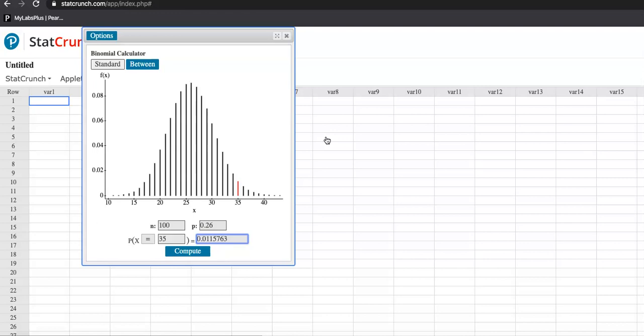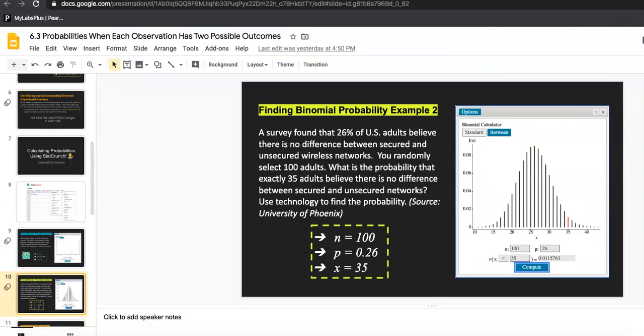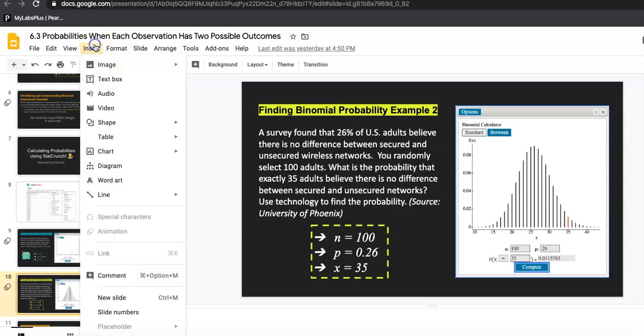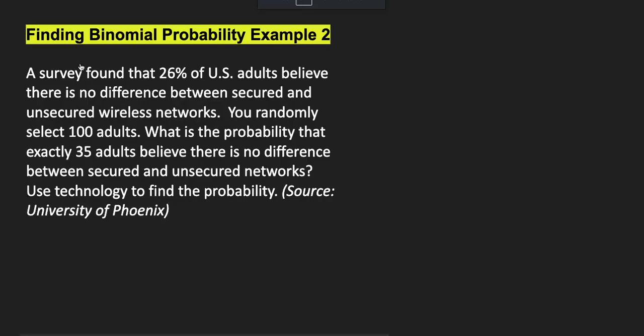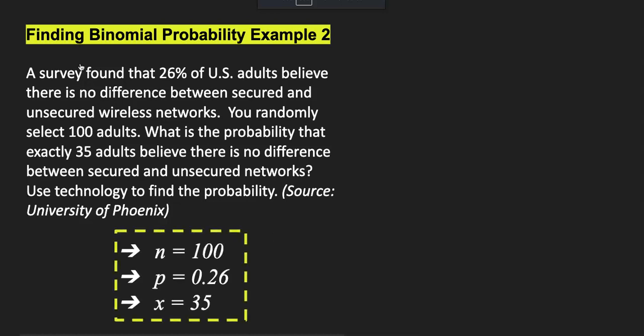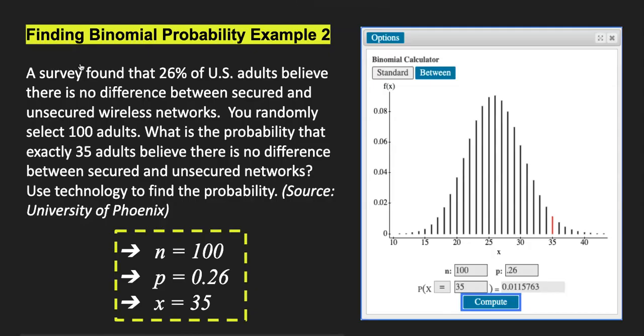No. I probably shouldn't say that just yet. But let me double check if I entered the right numbers first. N is 100, P is 0.26, and X is 35. So it looks like I took a screenshot of that already. Let me come back to my slide and talk about something called the mean of this distribution.